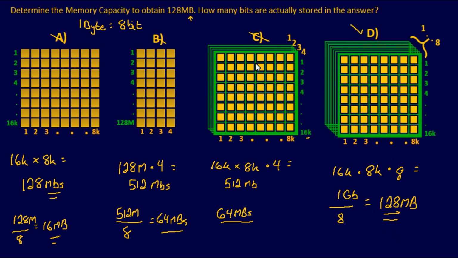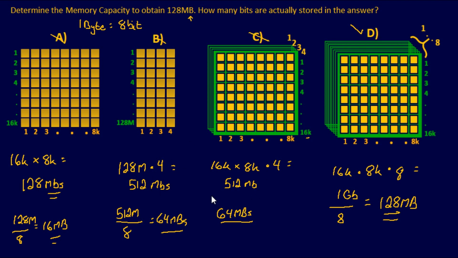Now the next question is, how many bits are actually stored in this answer? The numbers we're playing with here are our figure of speech memory. It's what our power of 2 memory is. This is what, anytime you go buy it from the store, you're paying for or actually asking for. But in reality, the amount of bits you're actually receiving is different. So let's do the math.